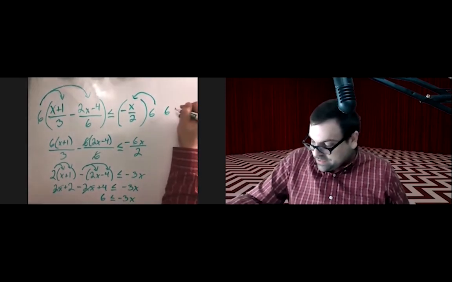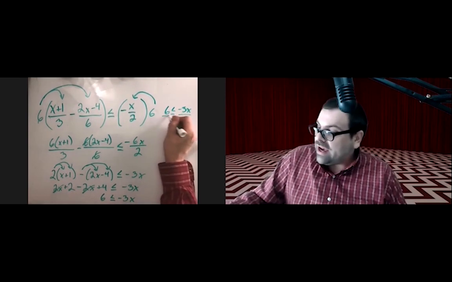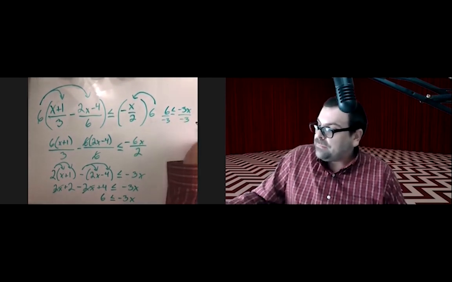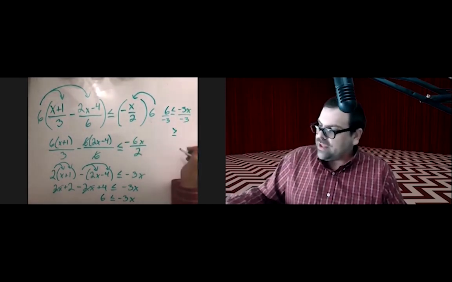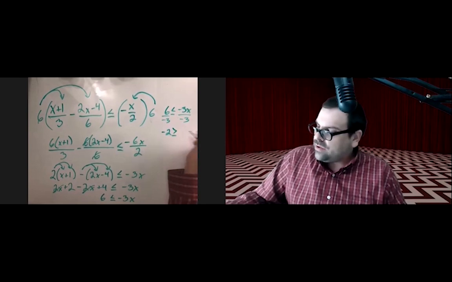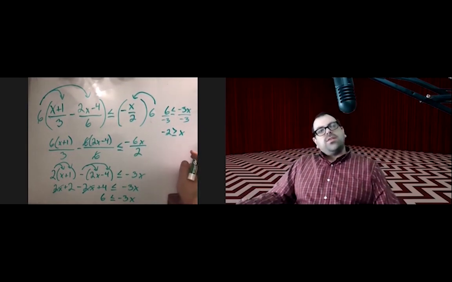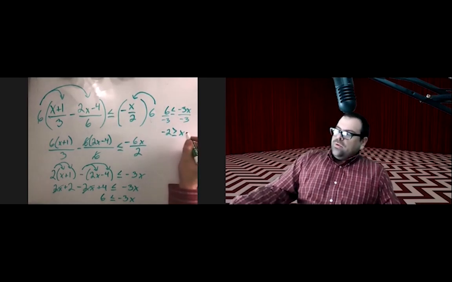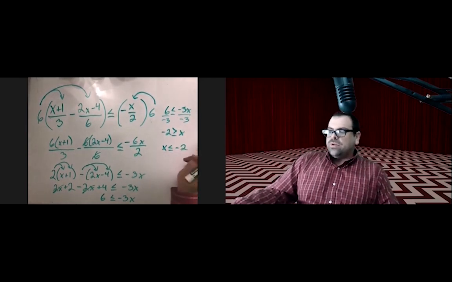When we finish this up, 6 less than or equal to negative 3x, we see we're going to have to divide both sides by negative 3, which is going to flip the sign from a less than or equal to a greater than or equal to. 6 divided by negative 3 is negative 2. We're just left with the x there. Be super careful. This one ended up with our x on the right. This would be the same as x is less than or equal to negative 2.